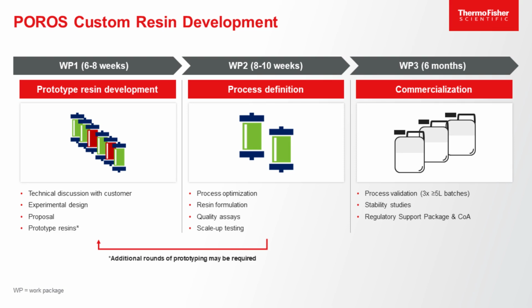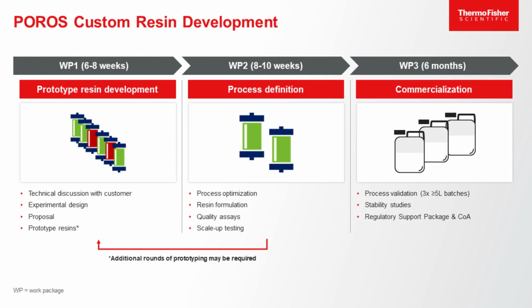Initiated, of course, by technical discussion with the customer, finally ending up in an experiment joint design, a proposal, and the final result of this work package 1 is prototype resins, which can have a fast turnaround of around 6 to 8 weeks. We would then move into work package 2, which is final process definition, where we'll do process optimization, a resin formulation, the quality assays, and the scale-up testing.